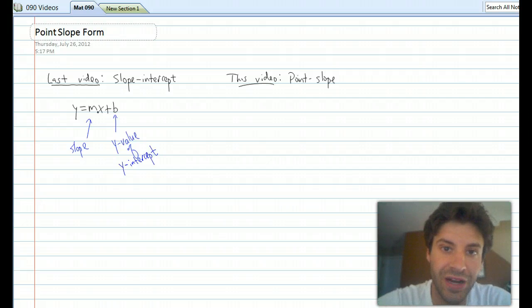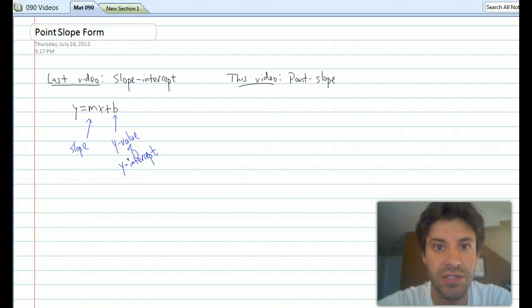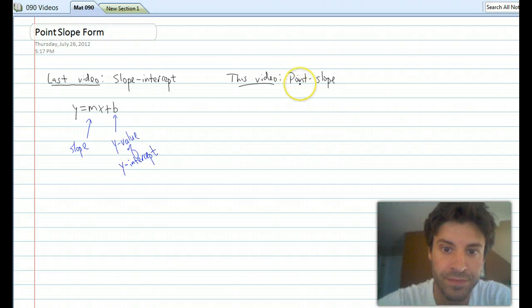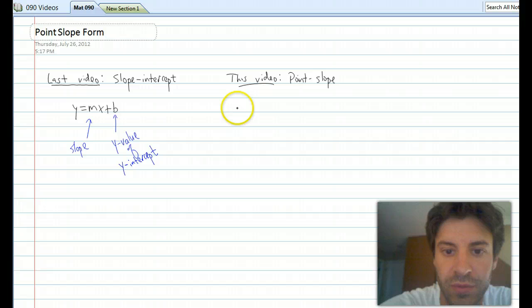However, we can only find the equation of a line using slope-intercept form if we're given the y-intercept. And it's not always the case that we're given the y-intercept, so we often have to use another form for a line called point-slope form. And here's what point-slope form looks like.